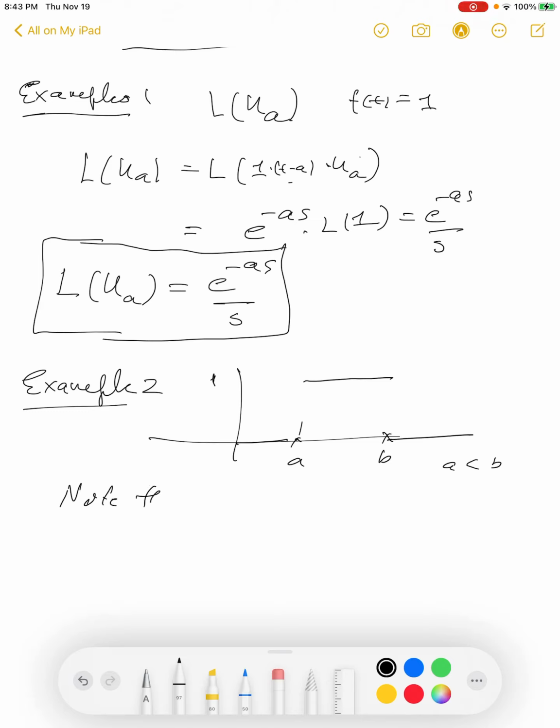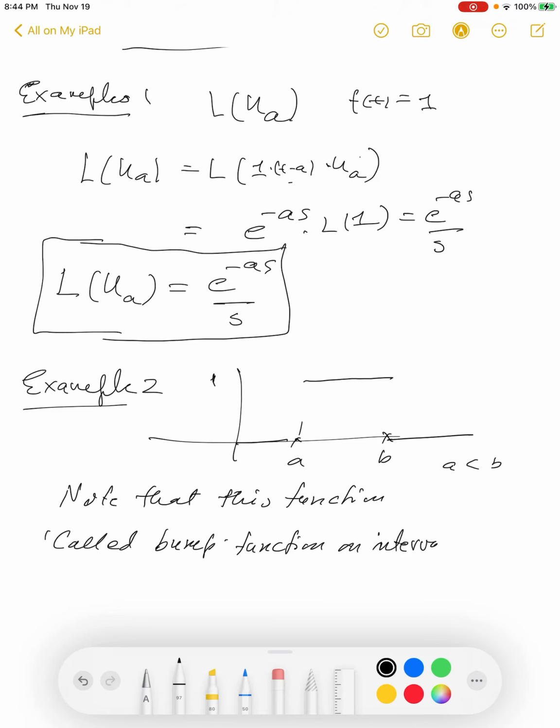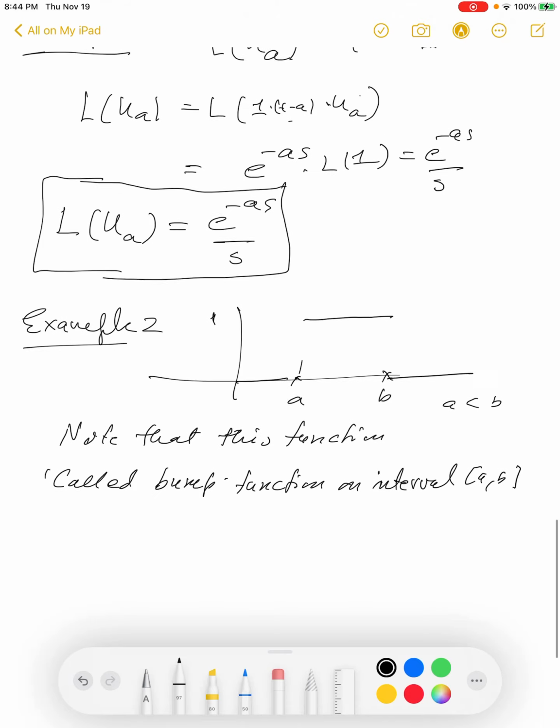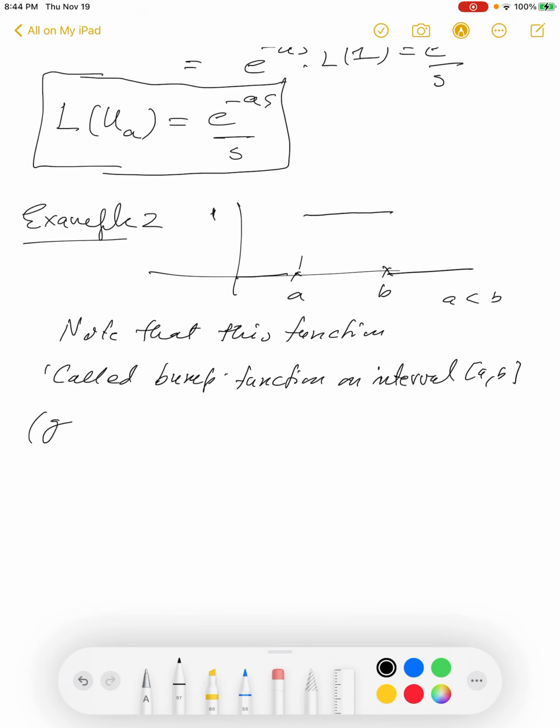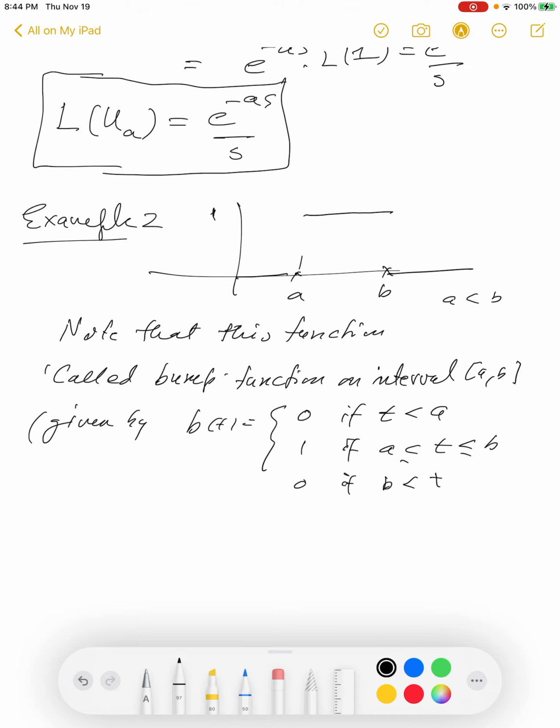Note that this function, called the bump function on interval ab, given by, shall we call this B of t. B of t is given to be 0 if t is less than a, 1 if t is between a and b, and 0 if t is bigger than b, after b.